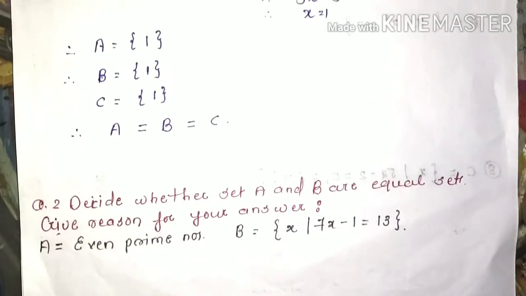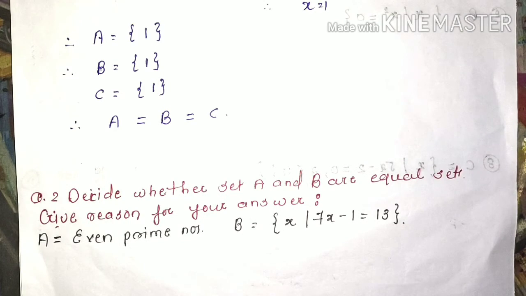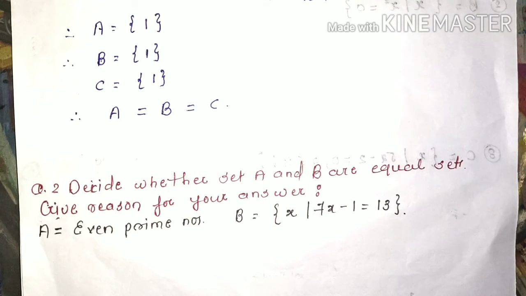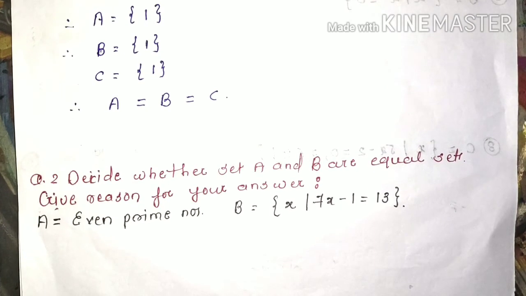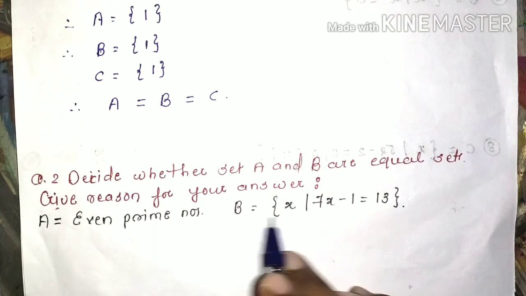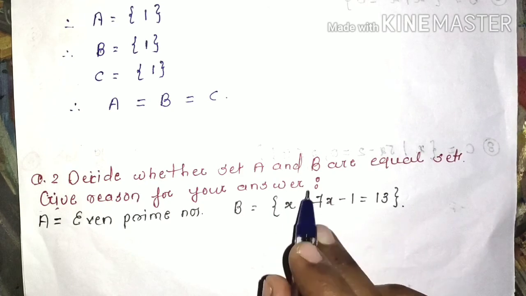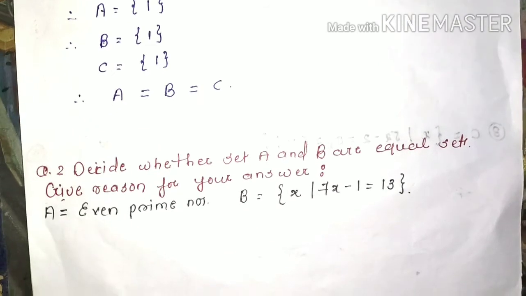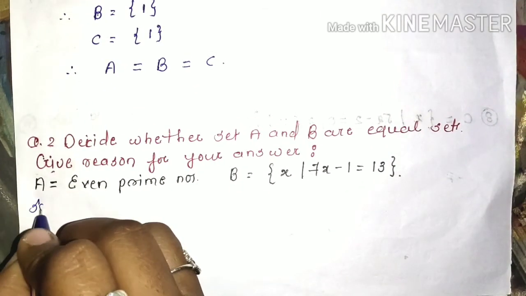Next question we have: decide whether sets A and B are equal and give the reason for your answer. दो set दी है, set A and set B. We have to verify whether the sets A and B are equal or not. A is given as even prime numbers and B is given as the set of elements x such that 7x minus 1 equals 13. So write down the elements of the sets A and B.